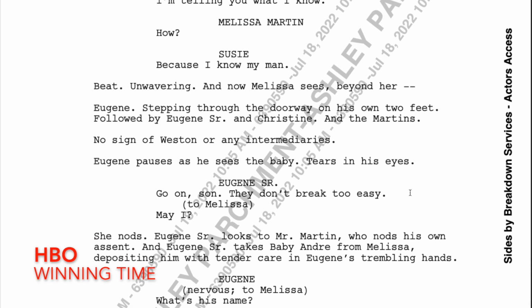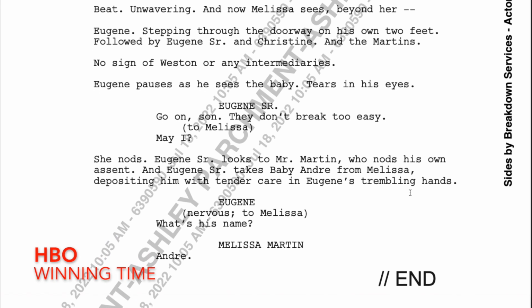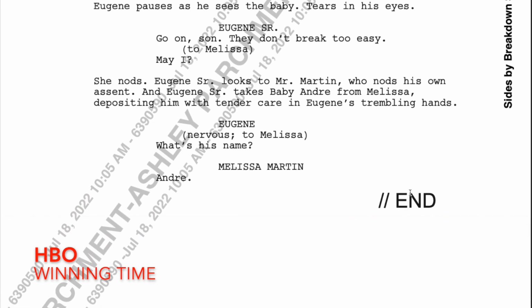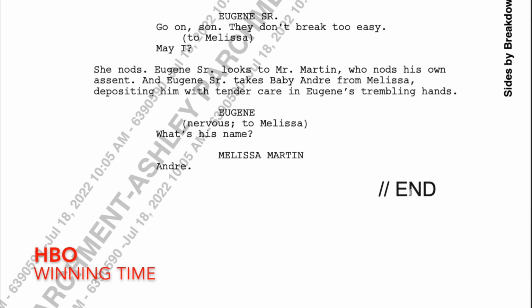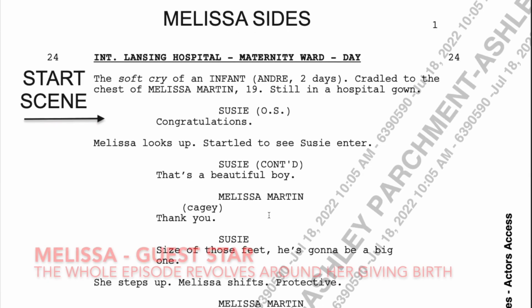Beat, unwavering, and now Melissa sees beyond her Eugene stepping through the doorway on his own two feet, followed by Eugene Sr. and Christine, and the Martins. No sign of Weston or any intermediaries. Eugene pauses as he sees the baby, tears in his eyes. Go on, son. They don't break too easy. To Melissa, may I? She nods. Eugene Sr. looks to Mr. Martin, who nods his own assent. And Eugene Sr. takes baby Andre from Melissa, depositing him with tender care in Eugene's trembling hands. Nervous, to Melissa: What's his name? Andre. End.